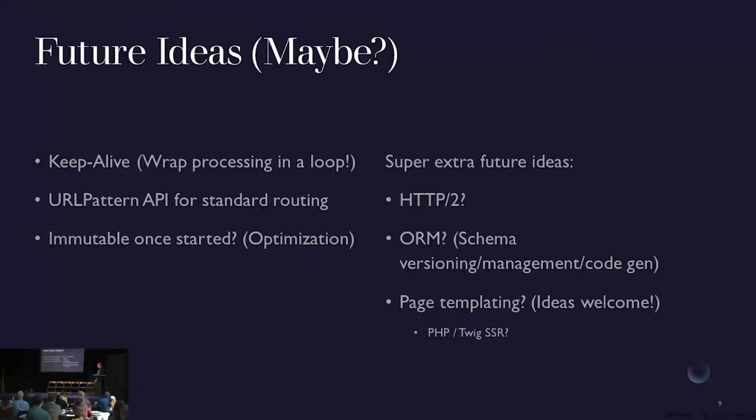So some future ideas to make it more efficient. You can basically just wrap the processing loop in a loop and pay attention to the connection keep alive header that gets sent. Implement an API for how we route requests, just to make that a little bit easier for people that don't know regular expressions that much, and some other optimization and future ideas.